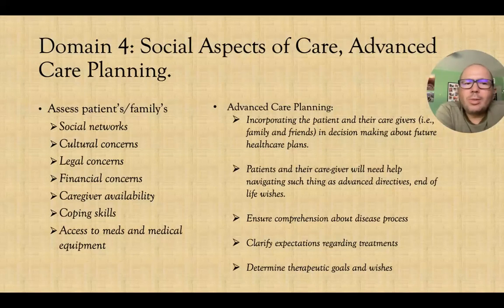In regard to advanced care planning, we have to incorporate the patient and their caregivers in the whole decision making about future healthcare plans, like power of attorney, for example. The patient and the caregiver will need help navigating such things as advanced directives and end of life wishes. We have to document that and make sure those documents are easily available and accessible.